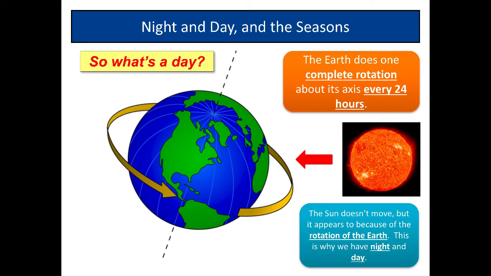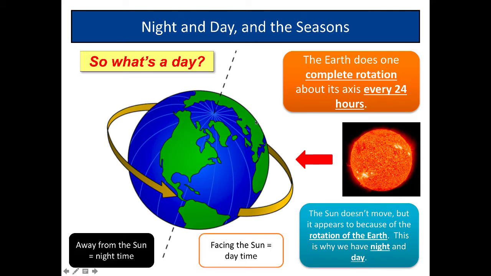Now this rotation makes the Sun appear to move, but the Sun doesn't move. It appears to because of the rotation of the Earth. That's why we have night and day. So here, this is the east coast of America. As it rotates around, it appears to them that the Sun is moving in the sky, but it's not the Sun that's moving, it's them. If you are facing away from the Sun, it's night time. If you're facing towards the Sun, it is daytime.